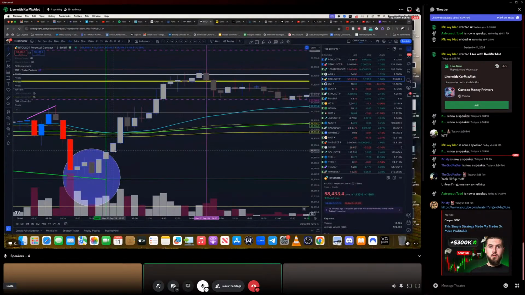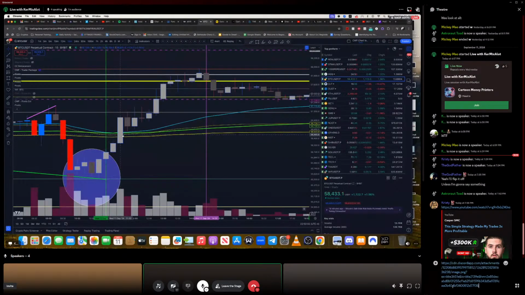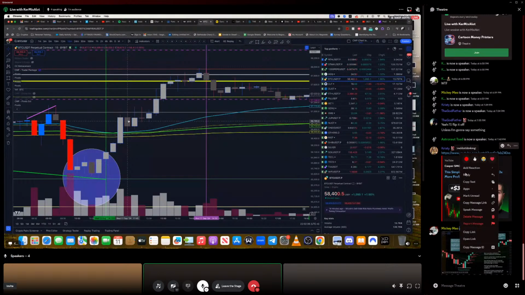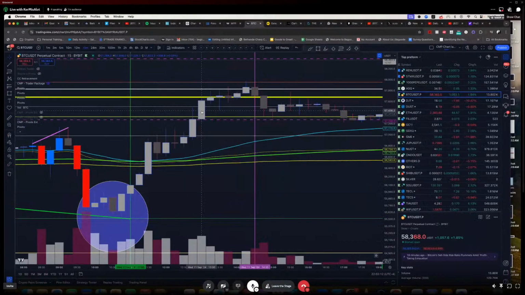I'm doing so candle by candle, right? No close below the previous wick. No close below the previous wick. No, no, no. Now this one went down, but it did not close below the previous wick. So you stay in it.